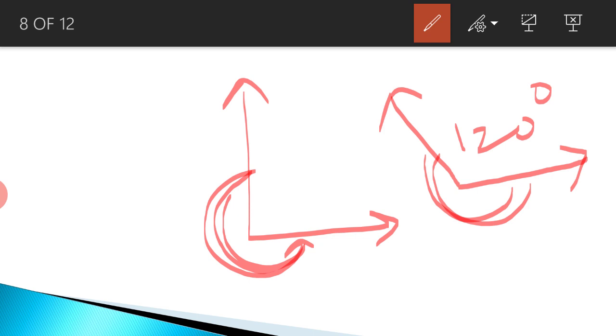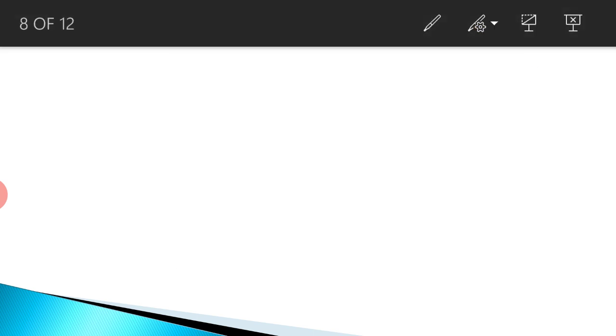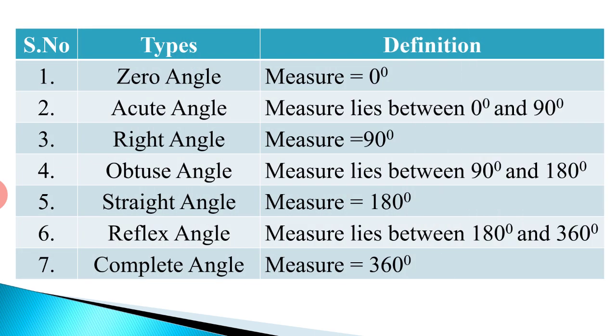Am I clear, children? So let us summarize this in tabular form so that you can write that table and use it forever. So zero angle, measure 0 degree. Acute angle, measure lies between 0 degree and 90 degree. Right angle, measure 90 degree. Obtuse angle, measure lies between 90 degree and 180 degree. Straight angle, measure is 180 degree. Reflex angle, measure lies between 180 degree and 360 degree. Complete angle, measure is equal to 360 degree.